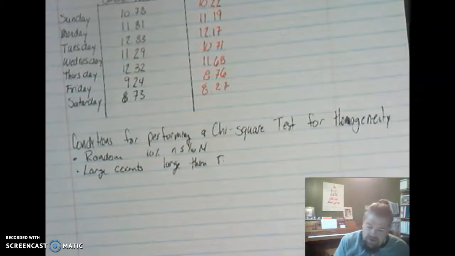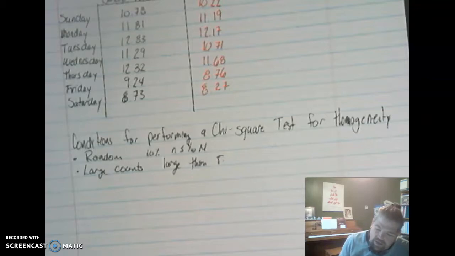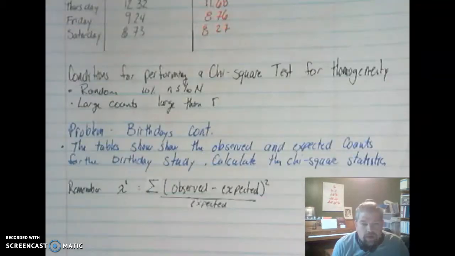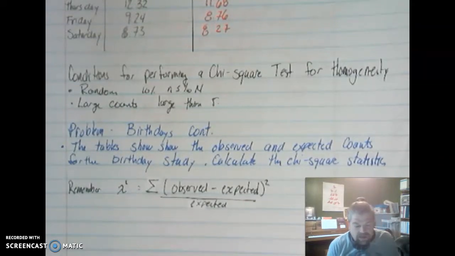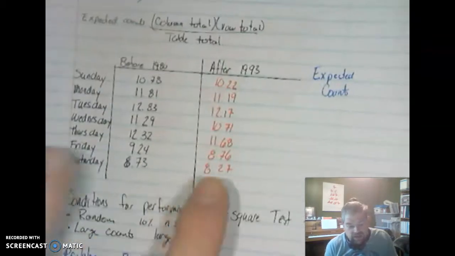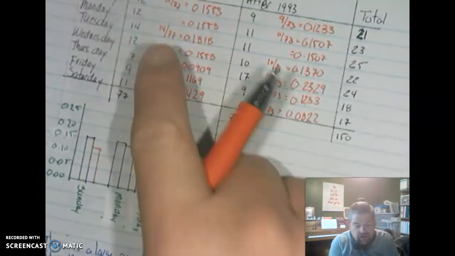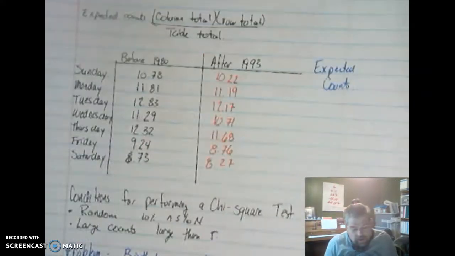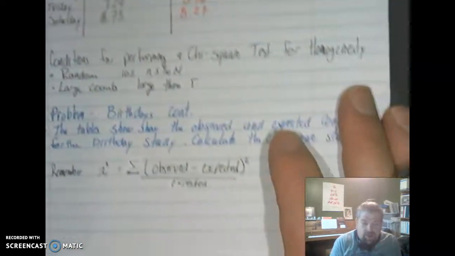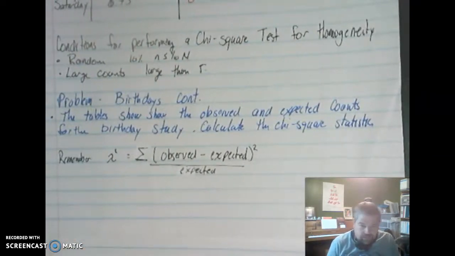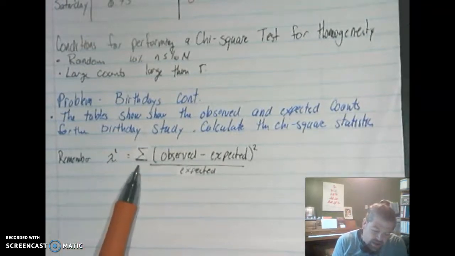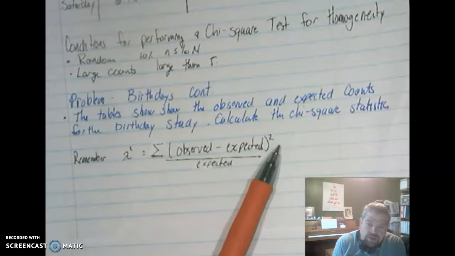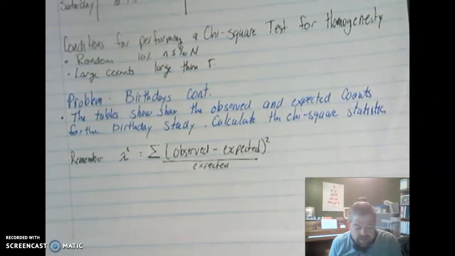Great. All right, so I'm going to pause it real quick, and then we will go and have some fun. Okay, so our problem we're going to continue with is our birthdays. So remember the tables. We've got this one here that shows our expected, and this one way out here shows our observed.